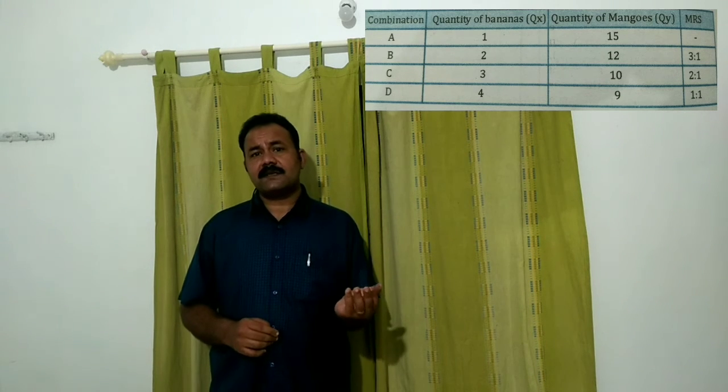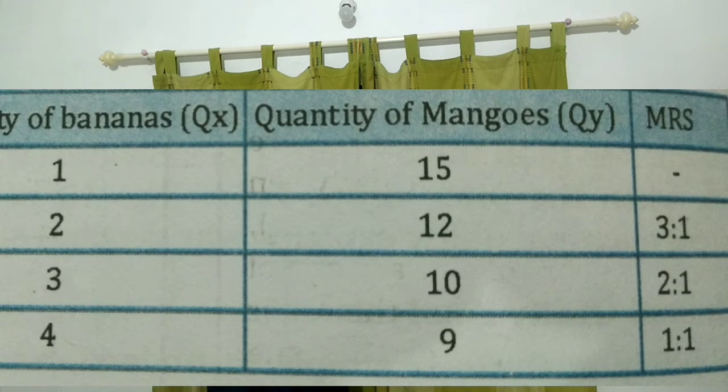What is the change in x? That is delta x, 1. What is the change in y? That is delta y, 2. Then MRS is equal to delta y by delta x. 2 by 1 we will get 2, or 2 is to 1. Like this we can calculate marginal rate of substitution.